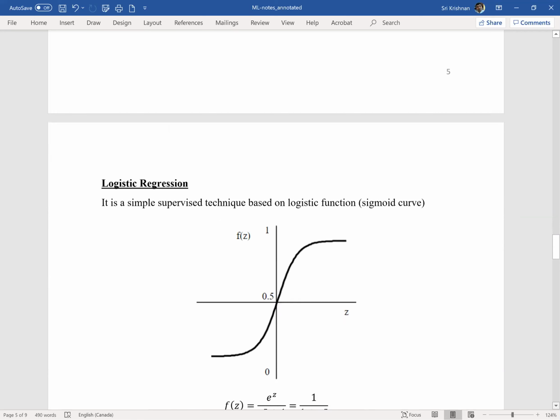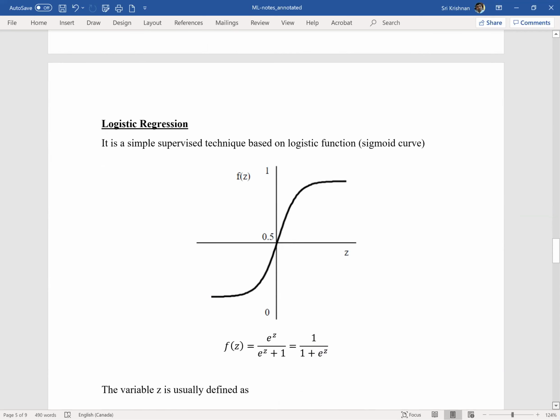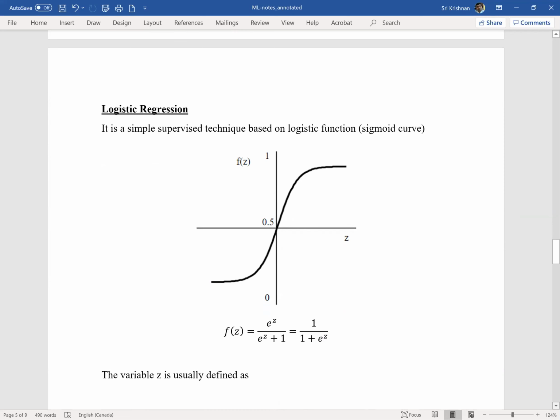Logistic regression is a very simple supervised machine learning technique, which is based on a curve called the sigmoid curve. This curve is also called the logit curve, L-O-G-I-T. And it's mathematically given as f(z). So this f(z) function is nothing but e^z divided by (e^z + 1), which could also be written as 1 divided by (1 + e^(-z)).